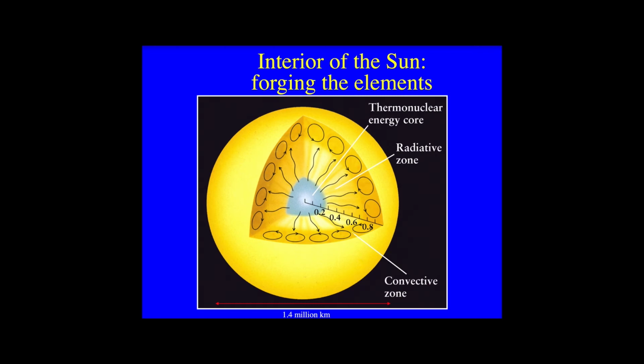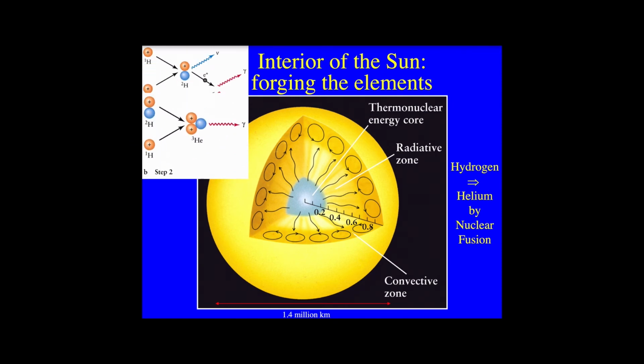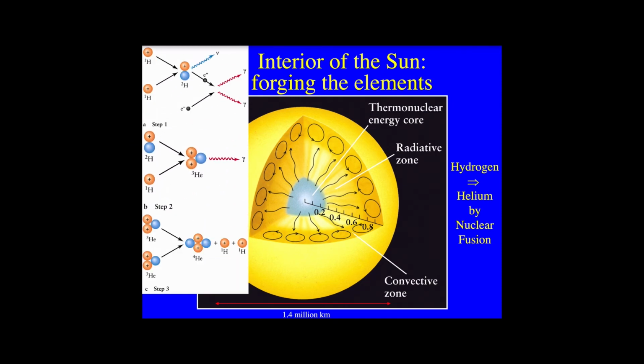The energy which creates these titanic outbursts is produced in the core of the Sun by the process of nuclear fusion. In the Sun's core, temperatures exceed 15 million degrees, hot enough for hydrogen to be converted to helium. This process involves protons, the nuclei of hydrogen atoms, colliding and bonding together to form a helium nucleus.